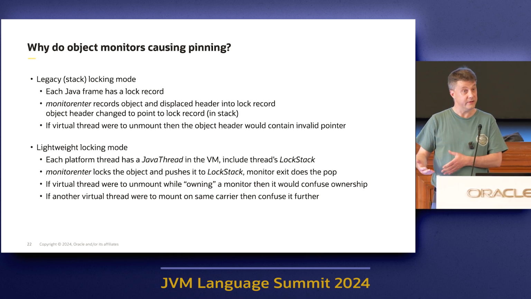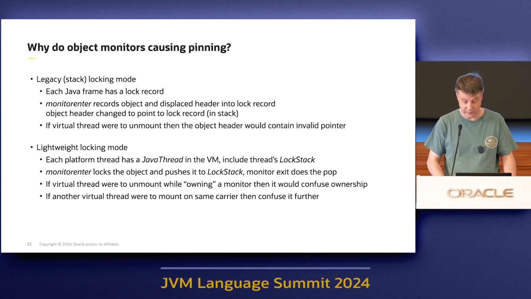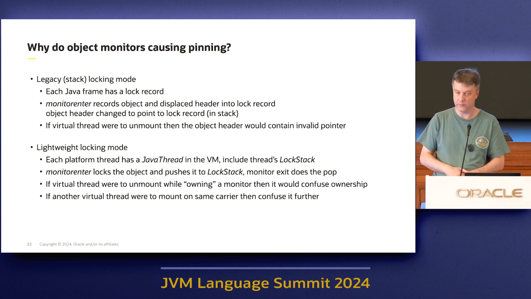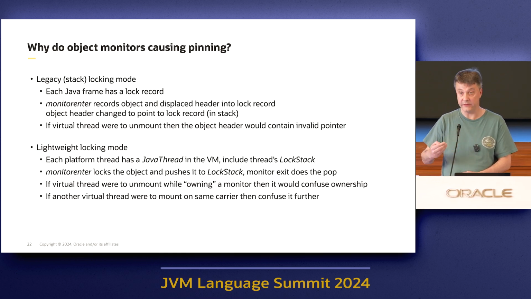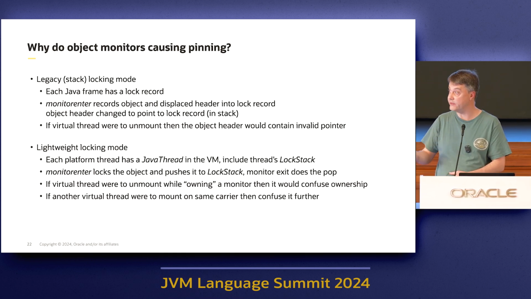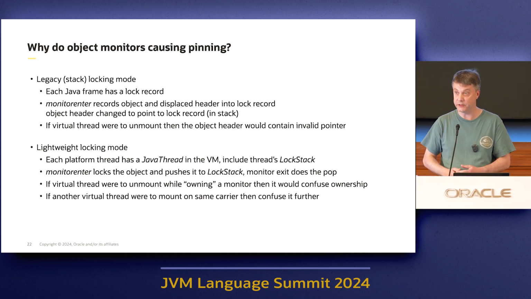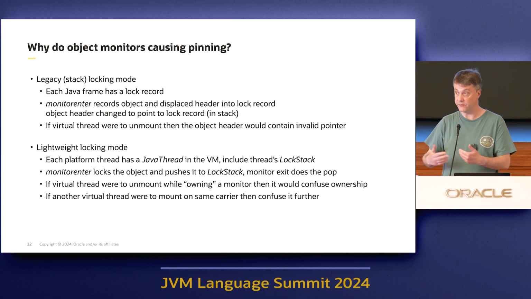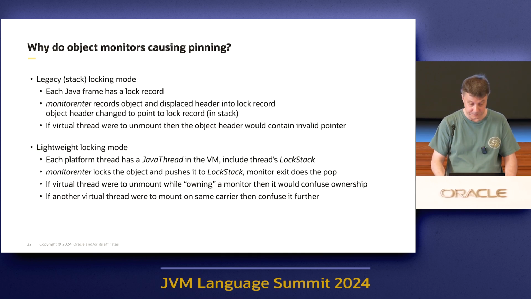So this turns out to be a little bit simpler for virtual threads. We do a push and a pop, but we cannot unmount while a virtual thread has locked something that's in that lock stack, because if it did, you'd totally confuse the ownership. If we were to copy the unmount, it's as if the carrier now owns this lock that the virtual thread acquired. And if some other virtual thread were to mount, then you confuse ownership even further. So this is a problem.